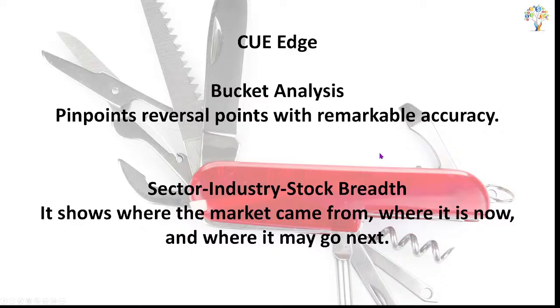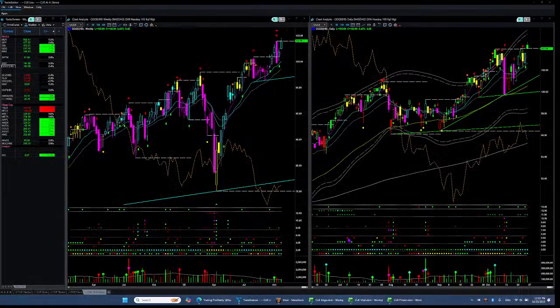Before that, let's continue with QH. It has bucket analysis thanks to Dr. Jeffrey Scott. After watching his videos, I incorporated it in Q systems, made it 100% real time. It is remarkable in pinpointing reversals, with high accuracy. Though there is no reversal signal at present, it acts as an oscillator. Currently it has no signal. QH also has sector industry stock breadth. It shows where the market came from, where it is now, where it may go next.